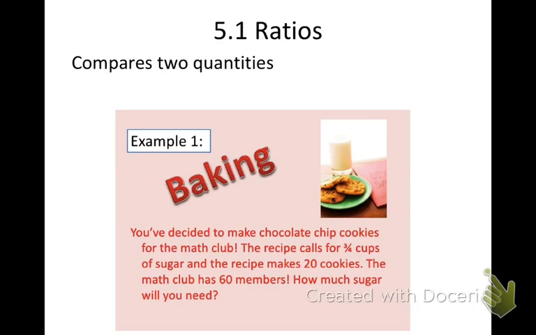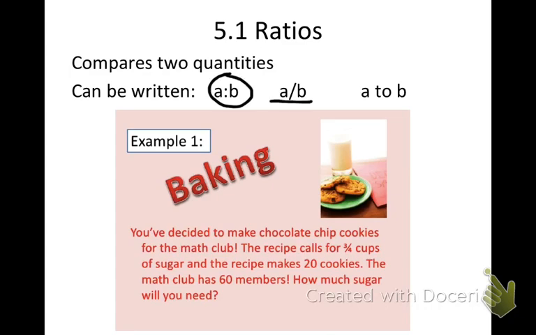A ratio compares two quantities, and you can write it in three different ways. It can be written A colon B, A over B, but we're going to write it like that. My computer just doesn't like to do that. Or A to B. And why would we want to know those? Well, let's just listen to my example.